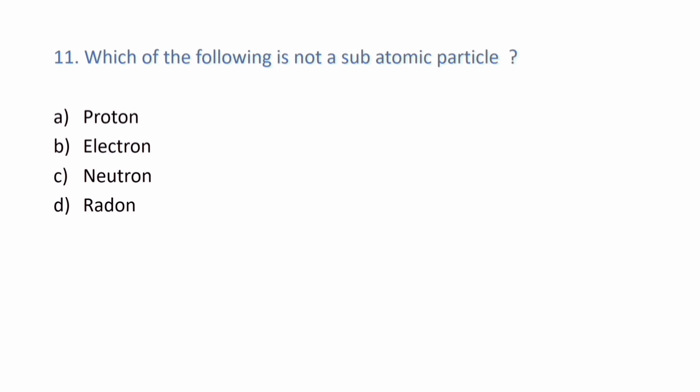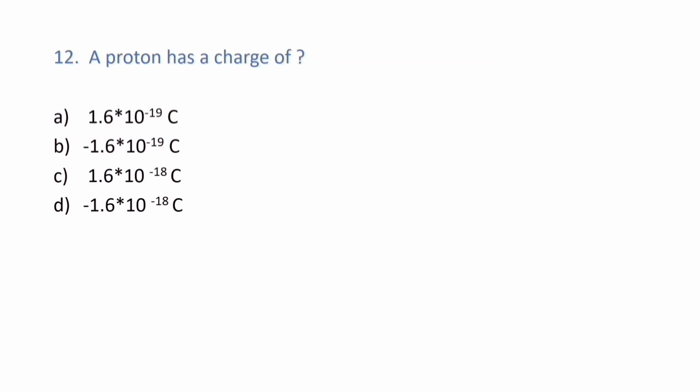Which of the following is not a subatomic particle? Option number D, radon is the correct answer. Proton, electron and neutrons are the subatomic particles in an atom. A proton has a charge of. So friends, our question is, what is the charge of a proton? Option number A is the correct answer. A proton has a charge of plus 1.6 into 10 raised to minus 19 coulomb.